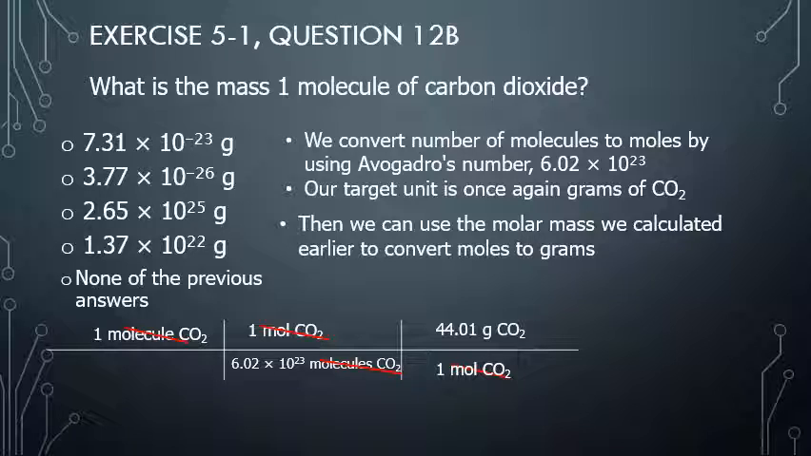Once again, we do the math. Numbers on the top get multiplied, numbers on the bottom get divided, and I come up with, please check my math, 7.31 times 10 to the minus 23rd grams of CO2. Feel free to pause the video to do the math yourself and check my numbers. And if you come out with that, that is one of our choices.